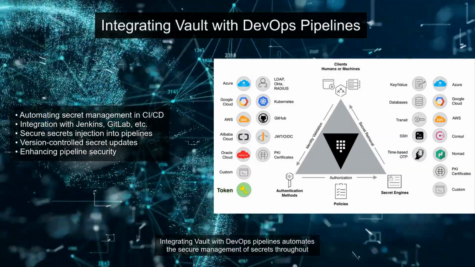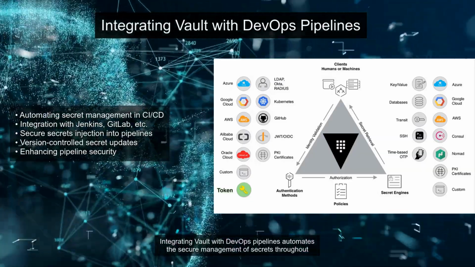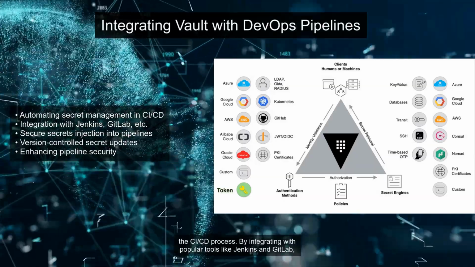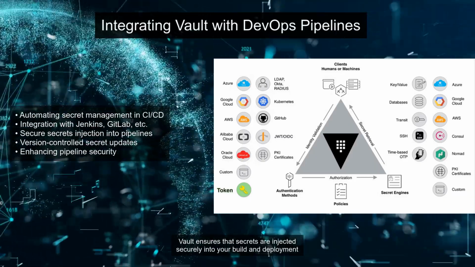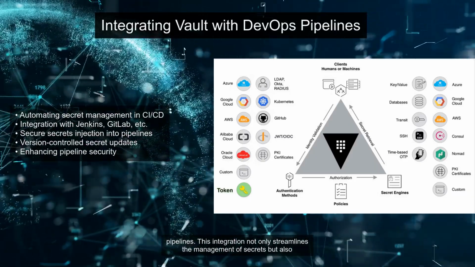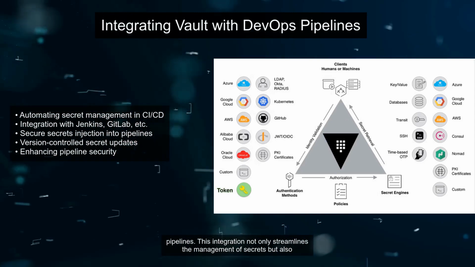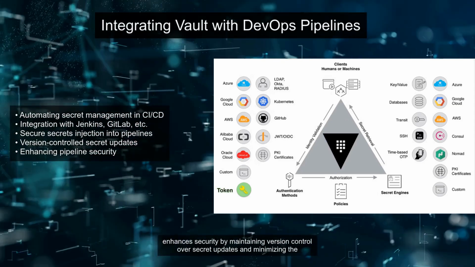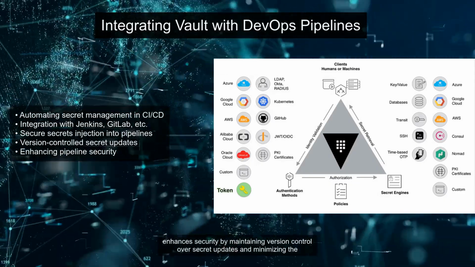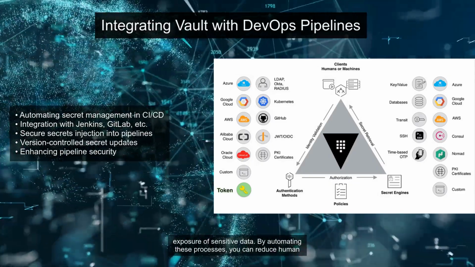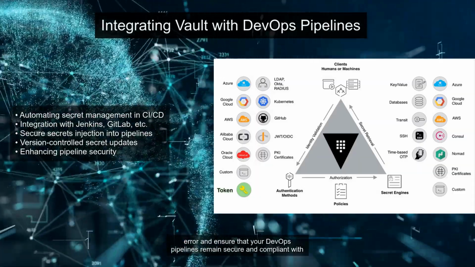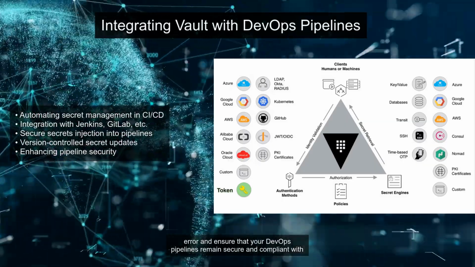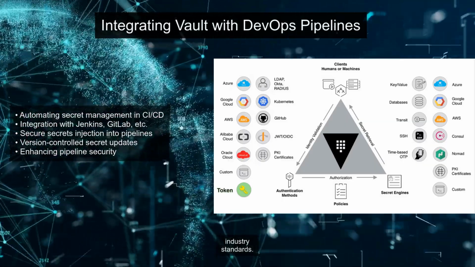Integrating Vault with DevOps pipelines automates the secure management of secrets throughout the CI/CD process. By integrating with popular tools like Jenkins and GitLab, Vault ensures that secrets are injected securely into your build and deployment pipelines. This integration not only streamlines the management of secrets but also enhances security by maintaining version control over secret updates and minimizing the exposure of sensitive data. By automating these processes, you can reduce human error and ensure that your DevOps pipelines remain secure and compliant with industry standards.